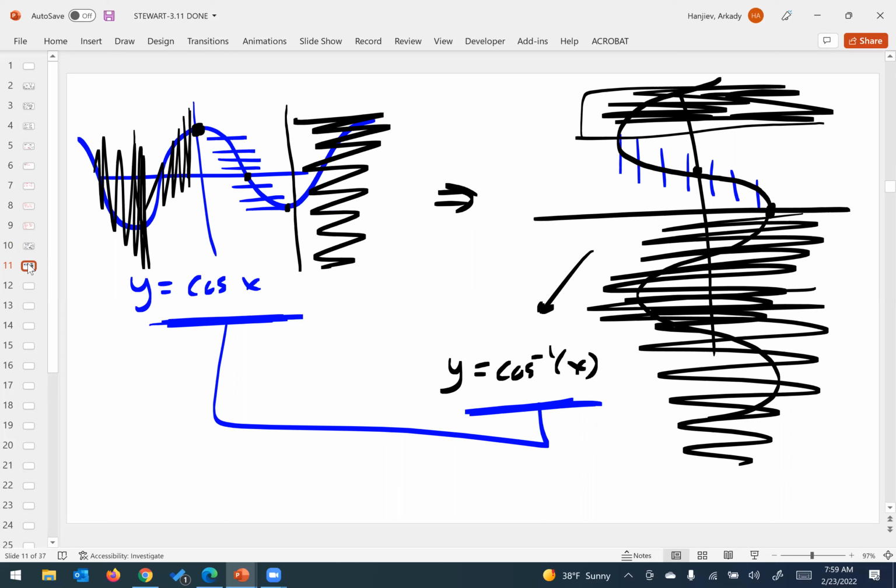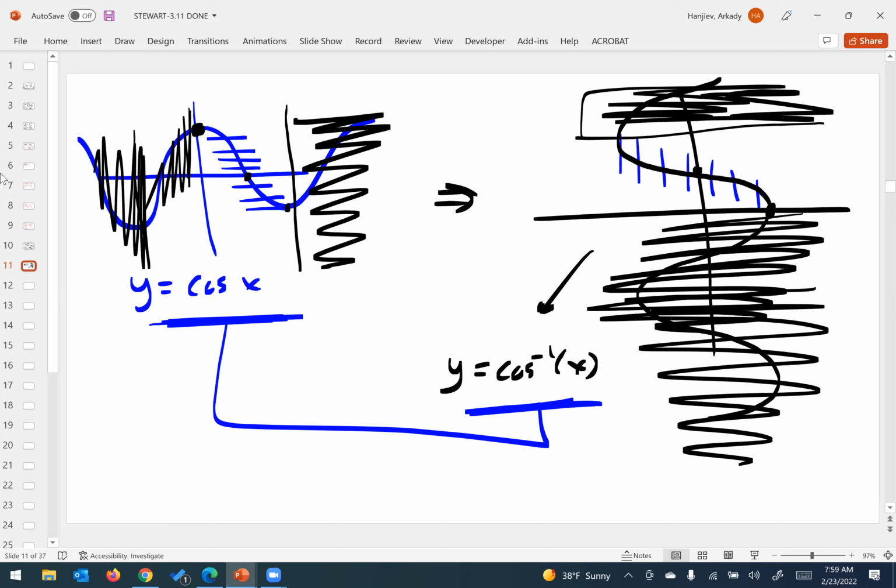That is so cool. So if something passes a horizontal line test as a function, then its inverse will also be a function. Otherwise it's not, because we're just switching x's and y's. Again, a lot of mental math here, guys. And if you're keeping up, you're doing great.